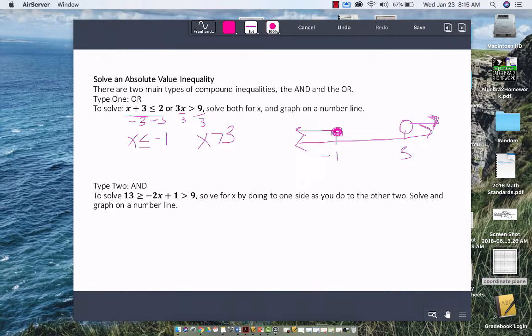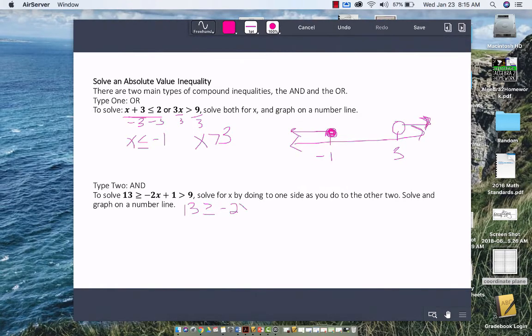If it's an "and" compound inequality, you want to kind of solve it as one. So I'm going to rewrite this real quick. 13 is greater than or equal to negative 2x plus 1, which is greater than 9.